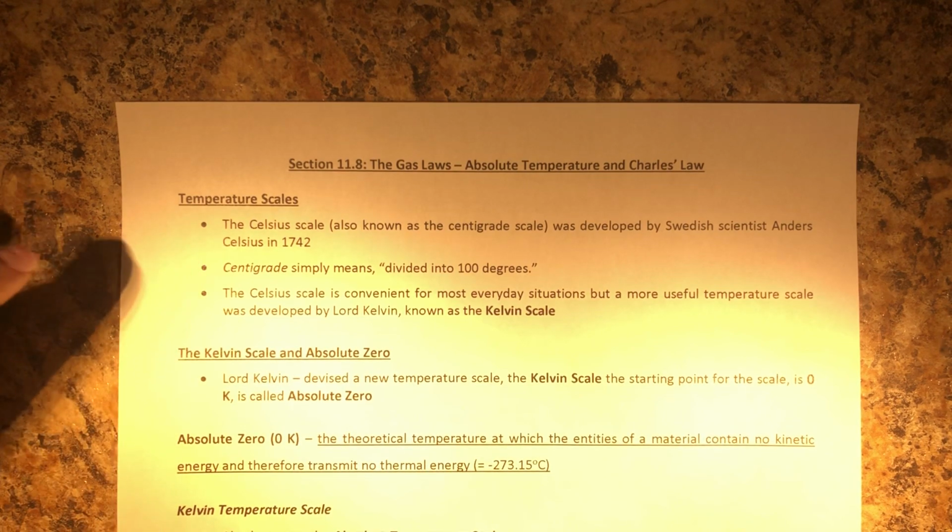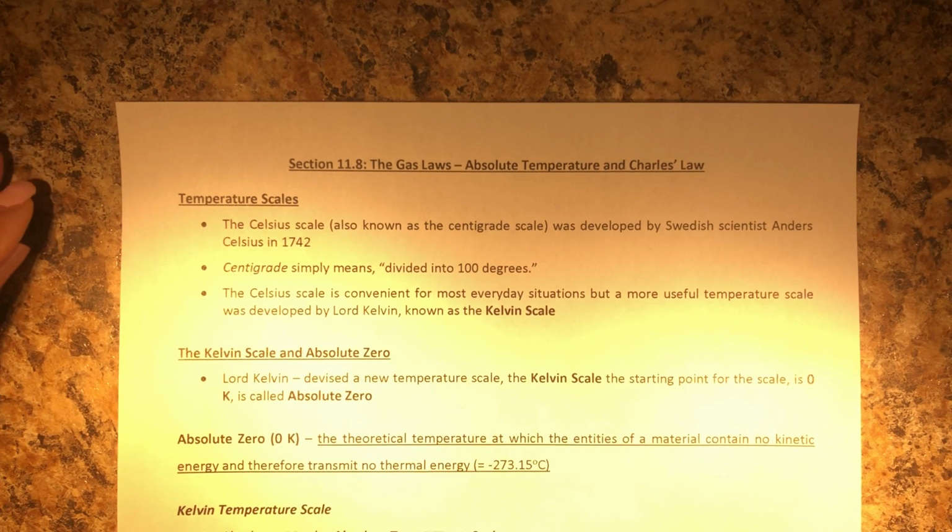Centigrade means centi, means 100. Grade means degrees, so it means divided into 100 degrees. And it is convenient for most everyday situations, but a most useful temperature scale was developed by Lord Kelvin, and this was called the Kelvin scale. So the Kelvin scale starts at 0 Kelvin, and we call this absolute zero.